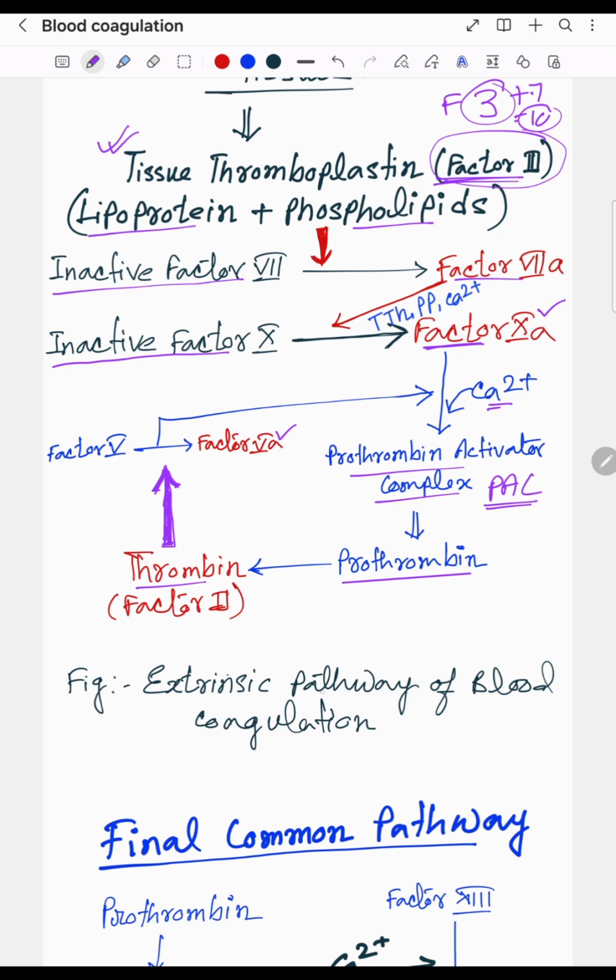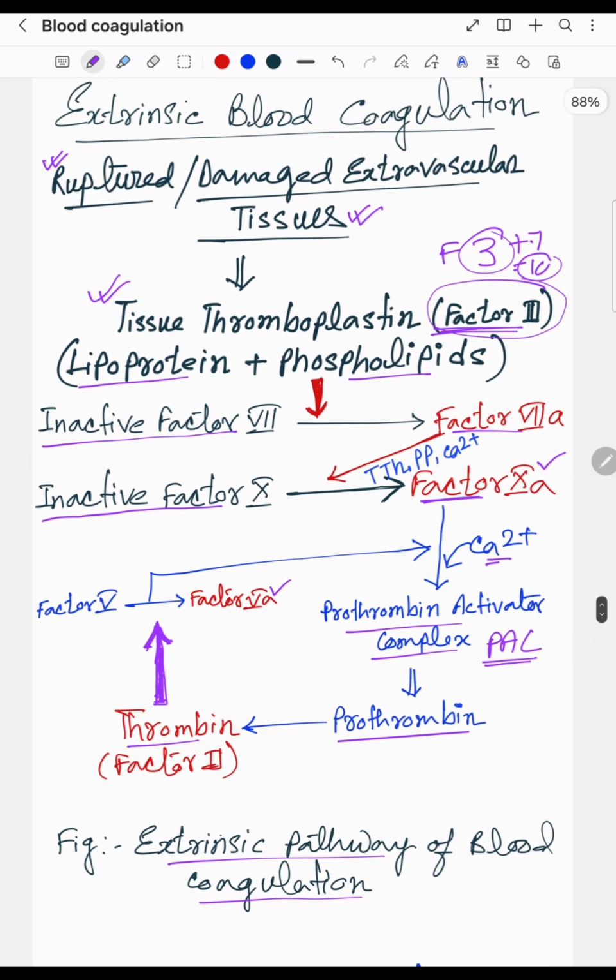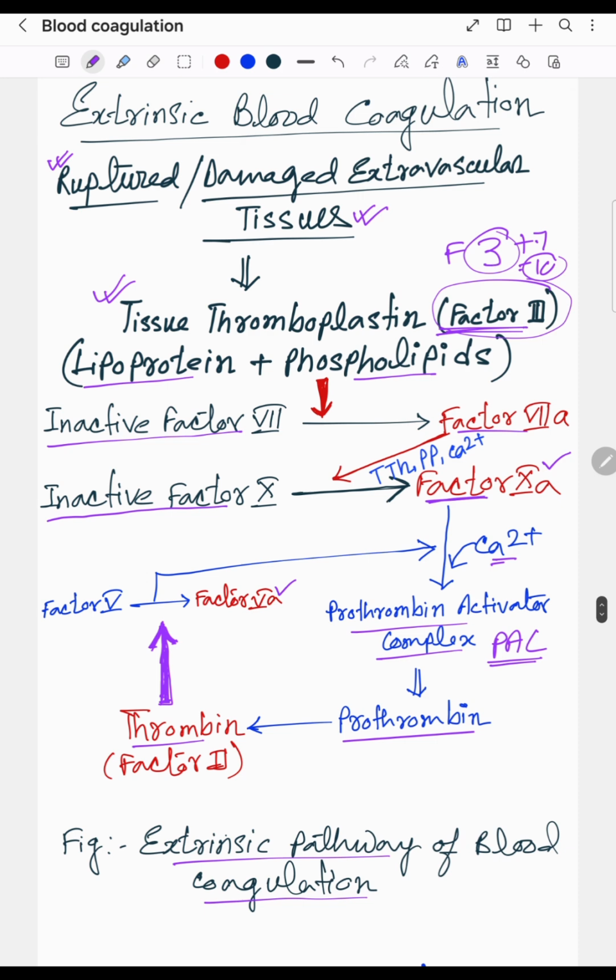Next, so it is the extrinsic pathway of blood coagulation, and it's very simple. Okay, only you have to remember the activation of factor 3 and factor 7, because factor 3 and factor 7 combinedly in presence of calcium activate the factor 10A, and after the step, that is activation of factor 2, that is common with the intrinsic blood coagulation pathway, that is same as intrinsic blood coagulation pathway.